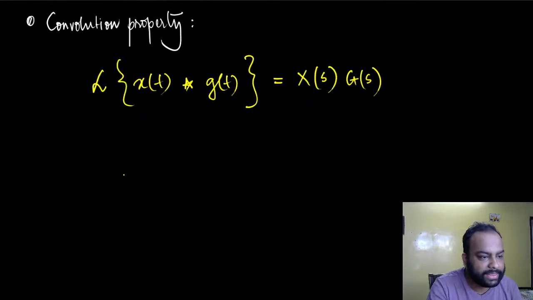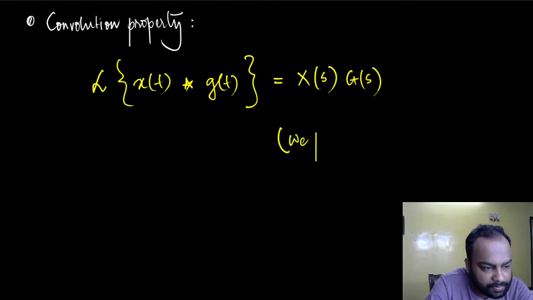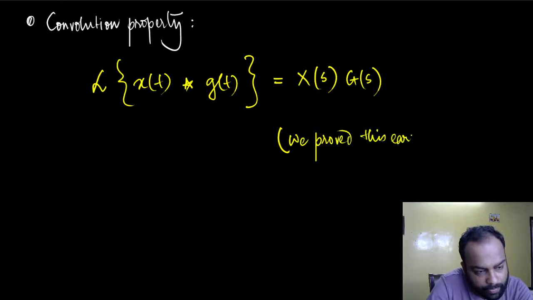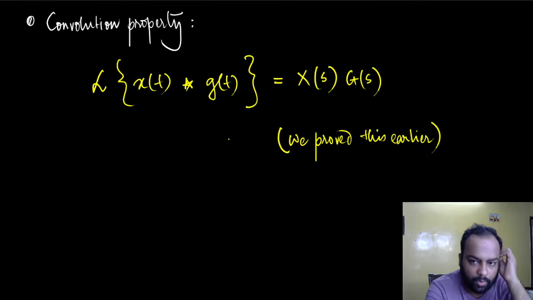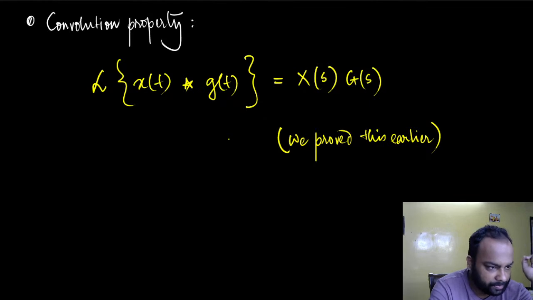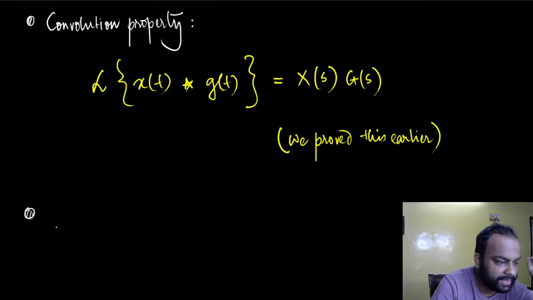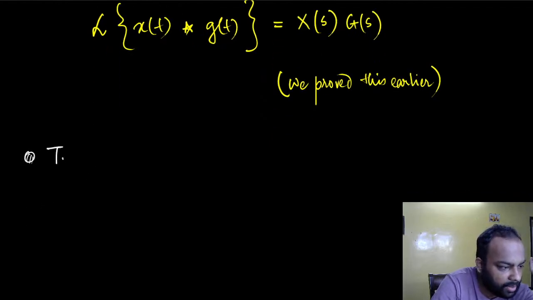So this is the convolution property. We proved this earlier, like two or three streams before this one. Today we're going to use the convolution property to derive one important property, and that property is the time integral property.